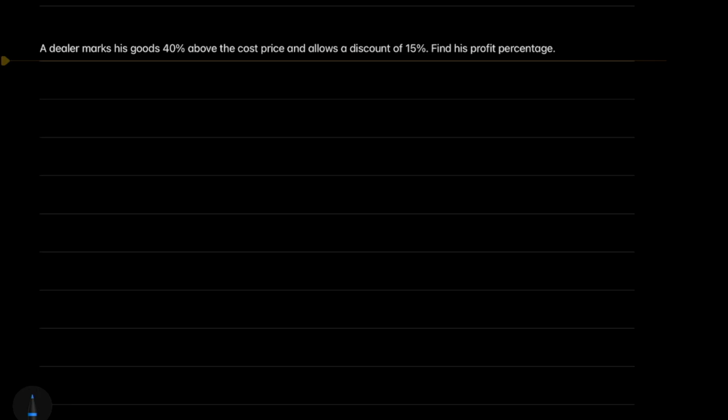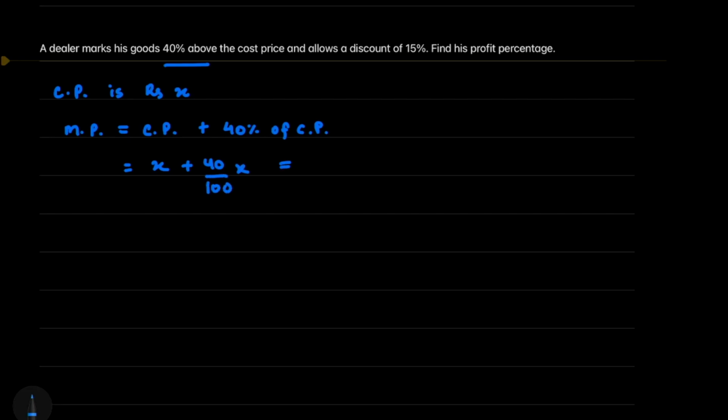So we'll follow the exact same thing that we did in the previous question, but we don't have the numbers. So we'll first assume that the cost price is X. Then we can calculate the mark price as cost price plus 40% of cost price, as we did previously. So we have X plus 40X over 100, and this comes out to be 14 by 10X, or 7 by 5X. That's the mark price.